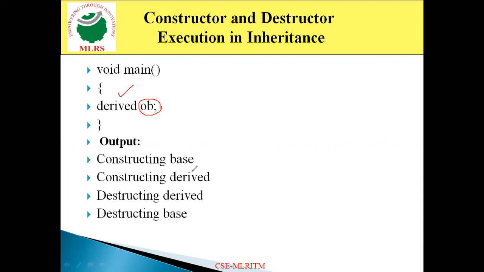Now here it executes the base class constructor first. Whenever I create the object for the derived class, it executes the base class constructor first, then it executes the derived class constructor. Then when the closing brace comes to the picture, it indicates the derived object is destroyed. When the derived class object is destroyed, it executes the derived class destructor first. Then after that, it executes the base class destructor. This is the procedure of execution of the constructors and destructors of both the base class and derived classes.